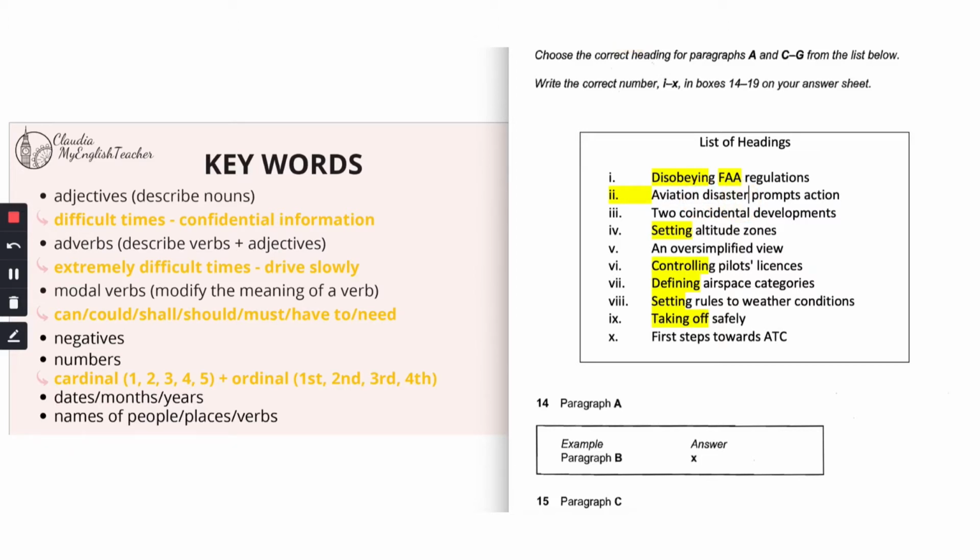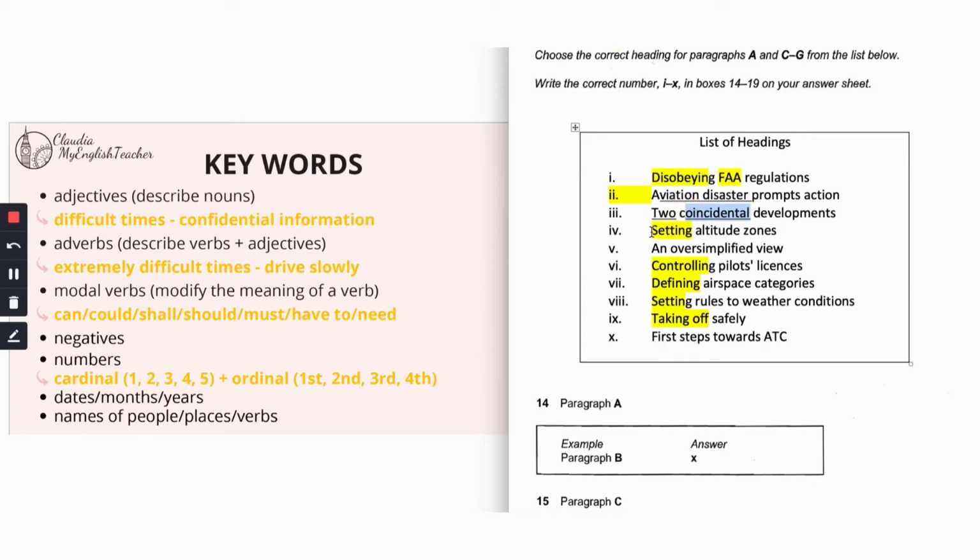So there's probably a paragraph about a disaster that happened in the past, and in fact we just read the first paragraph that corresponded to an aviation disaster. Then we've got number 3, two coincidental developments. We've got a number 2, so I would definitely underline it. And we've got coincidental, which is an adjective, so I would definitely underline that as well.